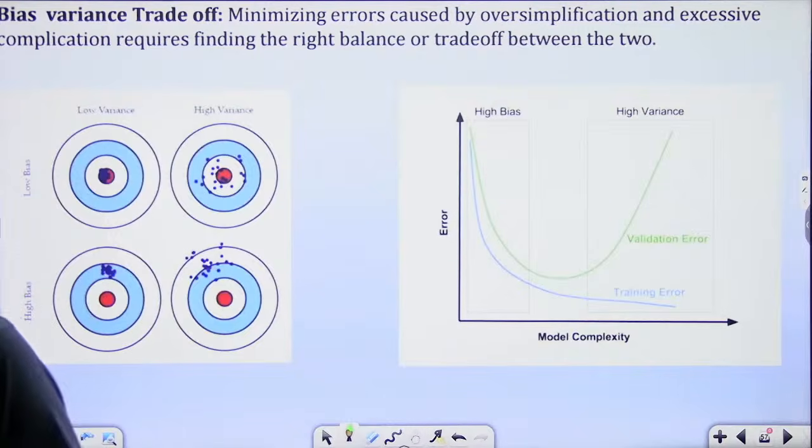I'll just wait for a minute. Please write it down. Very important term, bias variance trade-off. That is very important.